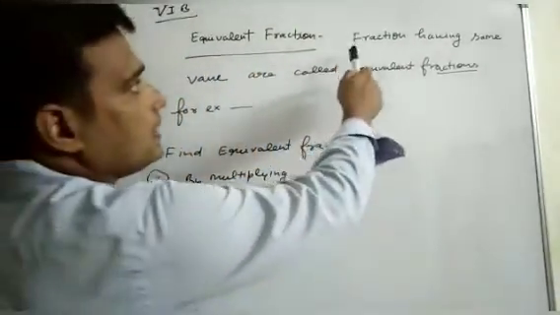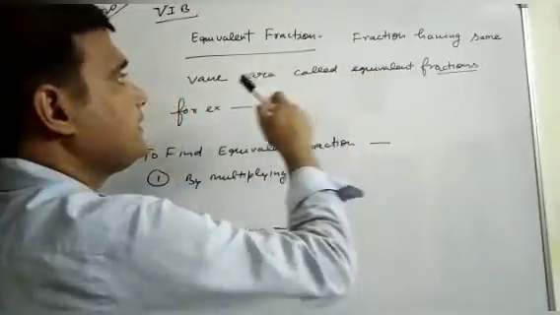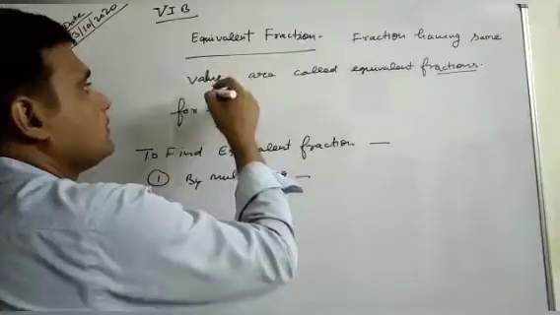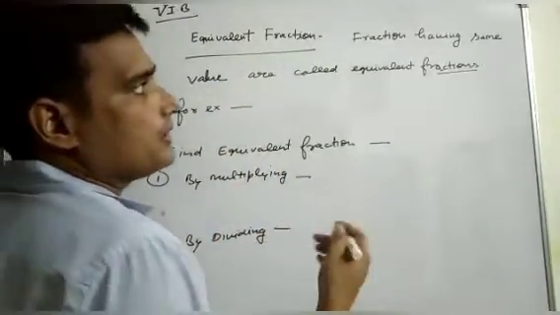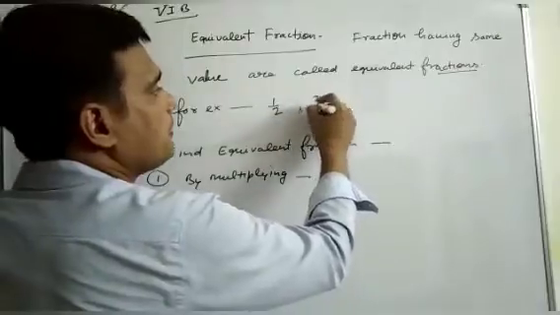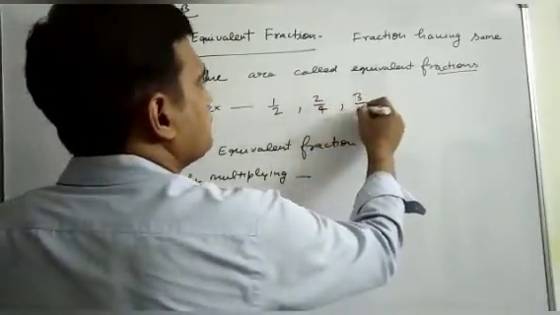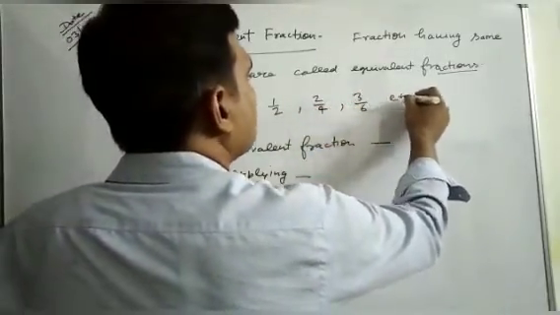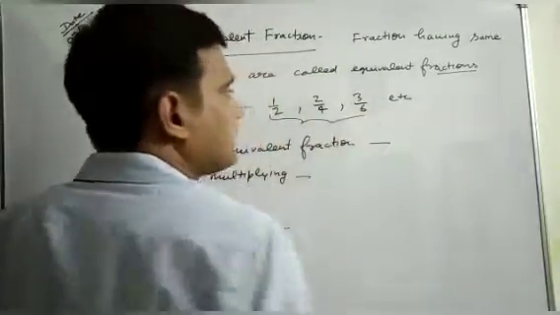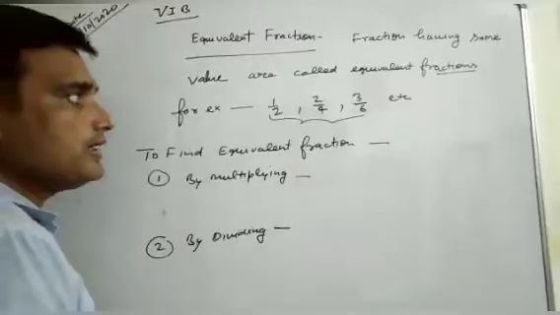Today we will start a new topic, equivalent fractions. Fractions having the same value are called equivalent fractions. For example, 1 upon 2, 2 upon 4, 3 upon 6, etc. These are equivalent fractions. Why?